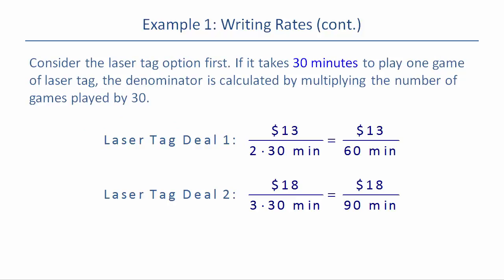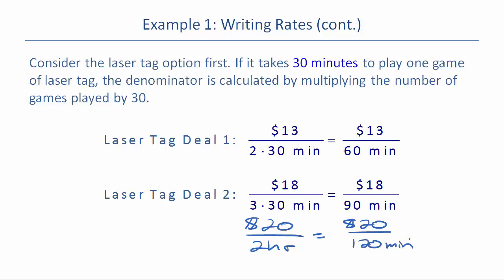So when we talk about laser tag deal one, we pay $13 and we get to play 2 games, which is a total of 60 minutes, or $18 for a total of 90 minutes. And then if we bring in the fair, it told us that we paid $20, and for $20 we were there for 2 hours. But we don't want things in different units of measure. So it'd be better to think of it as $20 for 120 minutes. Now they're all the same thing, dollars per minute.